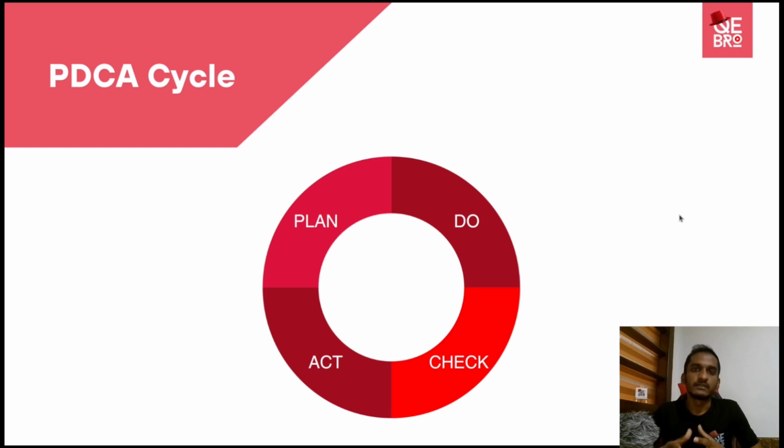Check is where we compare our results. We have the expected outcome and the actual outcome, and also the process, streamlining things. If we receive any feedback or reviews, everything, we can compare in this check step. Then we go to the last step, which is act.